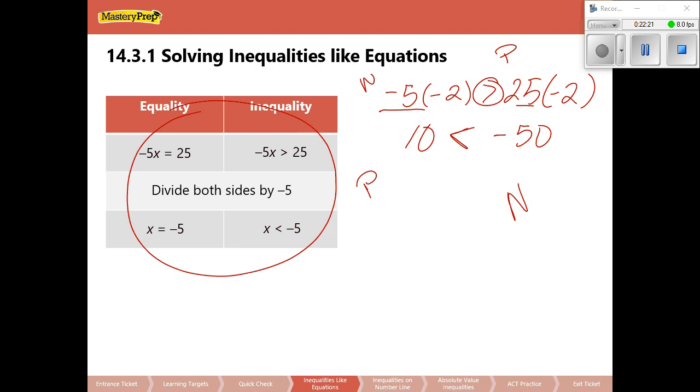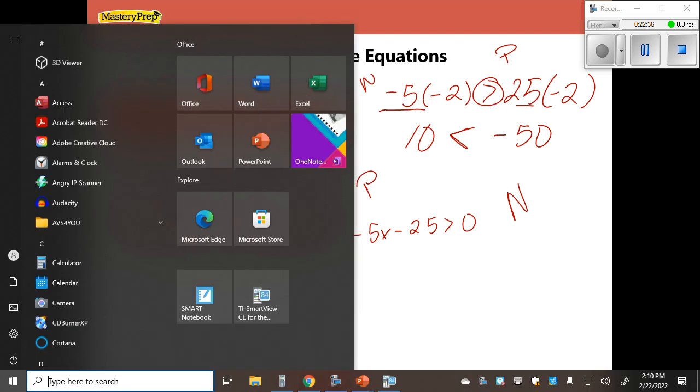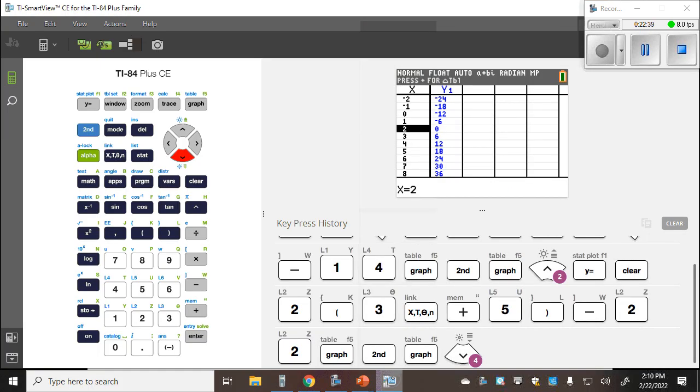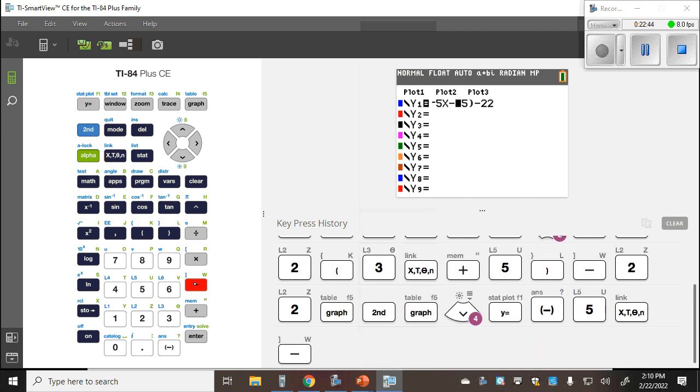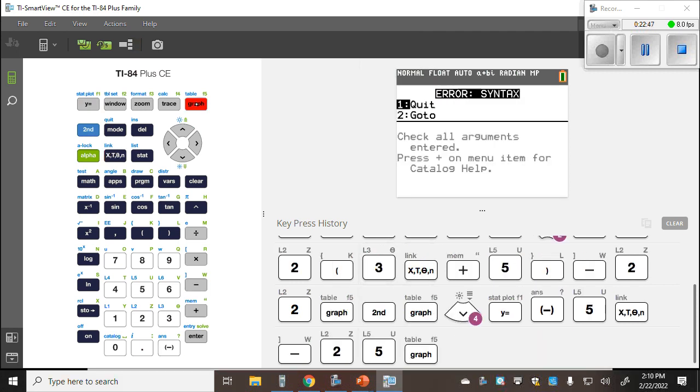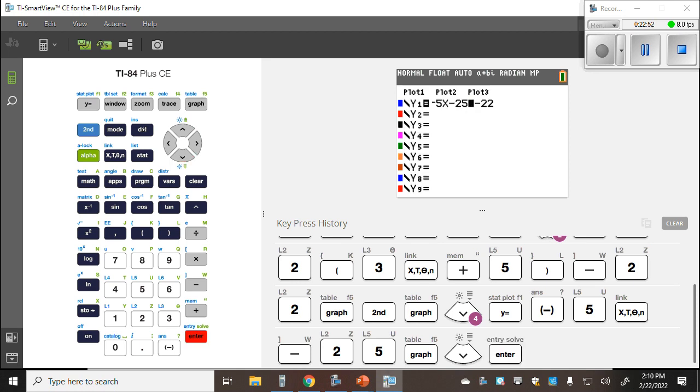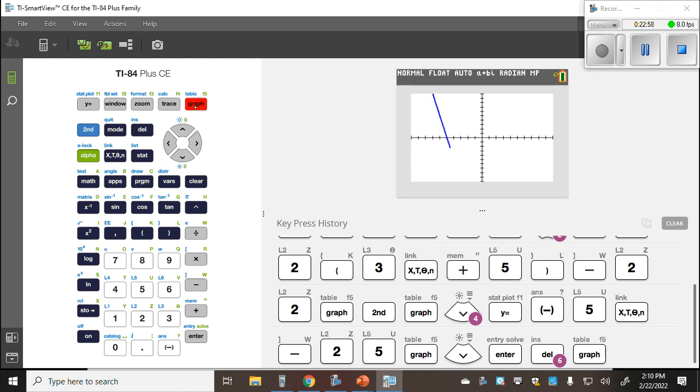Well, I could have subtracted 25 and graphed the thing. Negative 5x minus 25 equals negative 5x minus 25 graph. Go to, where did I mess up? I know where I messed up. But I didn't fully clear that out.